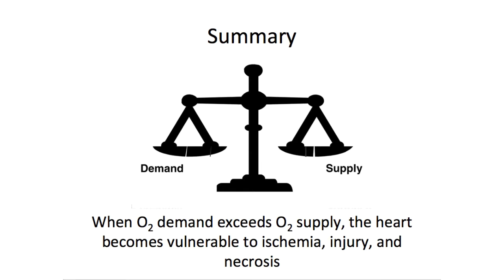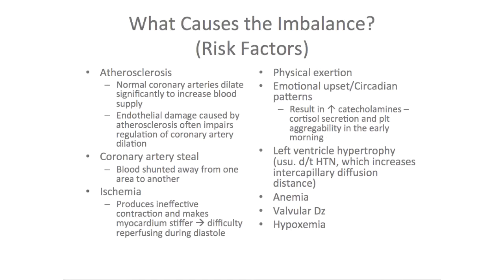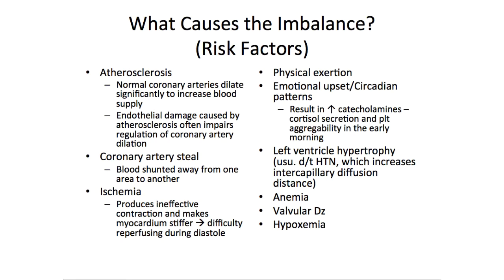The key point here is that when oxygen demand exceeds oxygen supply, the heart becomes vulnerable to ischemia, injury, and necrosis. There are a variety of factors that cause this imbalance. The focus of this lecture will be atherosclerosis. However, other factors such as coronary artery steal, ischemia, physical exertion, emotional upset, ventricular hypertrophy, anemia, valvular disease, and hypoxemia can all cause an imbalance.